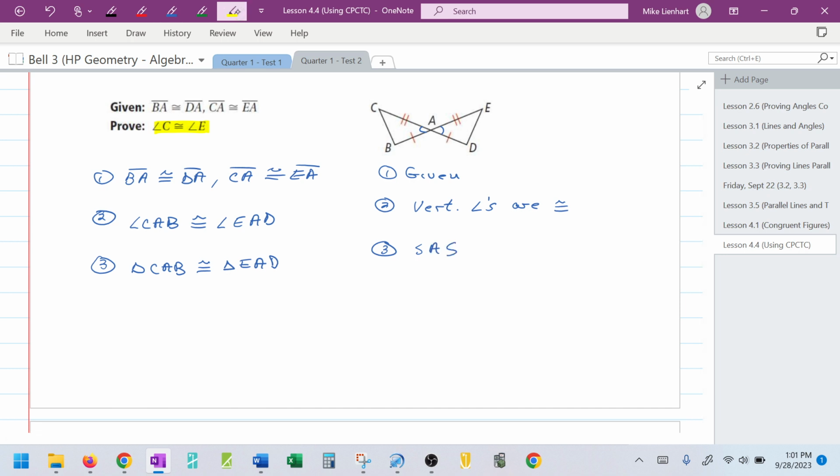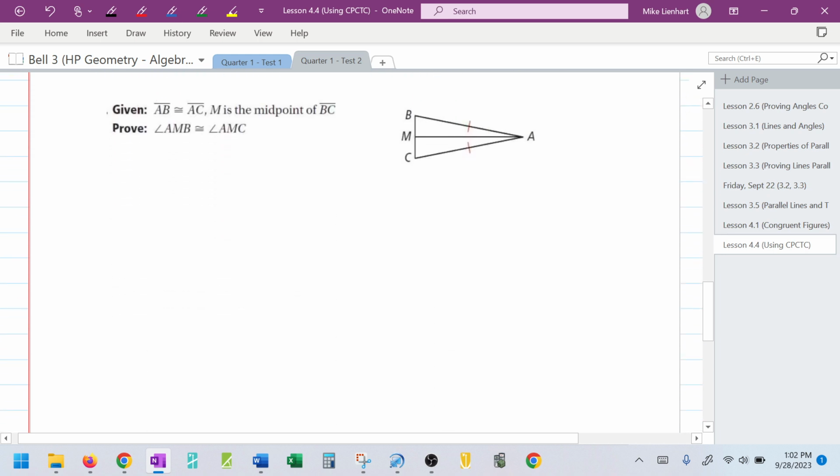Now that I know that the two triangles are congruent, can I pull out this proved statement from, remember, when triangles are congruent, 6 things are true? Is this one of them? C, E, yep, I can verify it. So step 4 would be to say angle C is congruent to angle E, and my reason for that is this idea of CPCTC. All right, let's try one more proof.